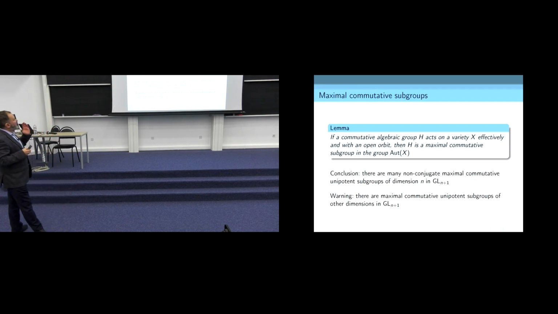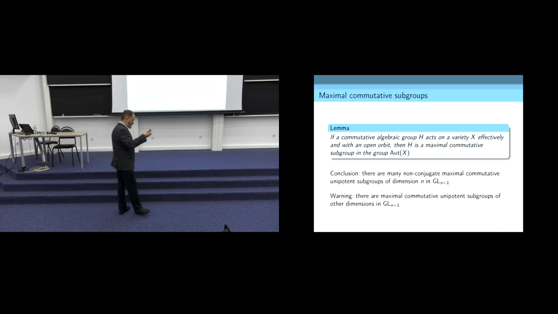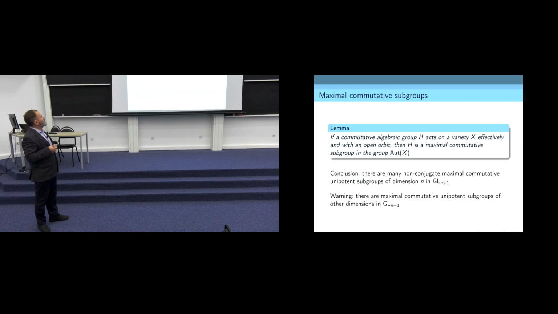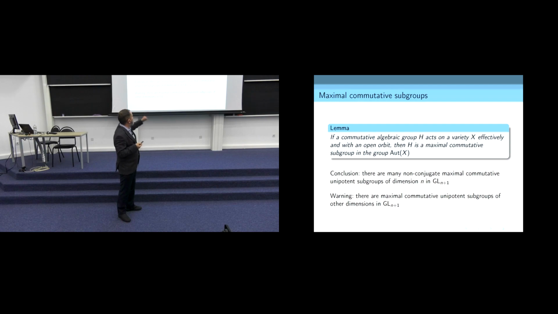If you take maximal commutative unipotent subgroups, then they are not conjugate. You may construct many, many non-conjugate maximal commutative unipotent subgroups. They even may have different dimensions. And actions with an open orbit are a good way to construct such maximal subgroups. This is an elementary observation. If you have a commutative subgroup which acts effectively with an open orbit, then this is automatically a maximal commutative subgroup. Here you don't even need unipotent or anything like this. This is always the case. So different additive actions give you different maximal commutative unipotent subgroups inside of the general linear group.